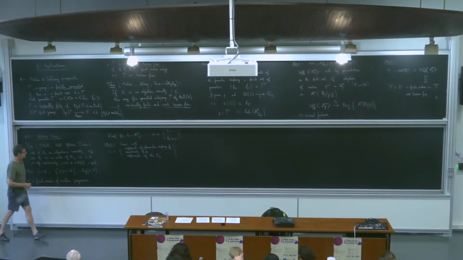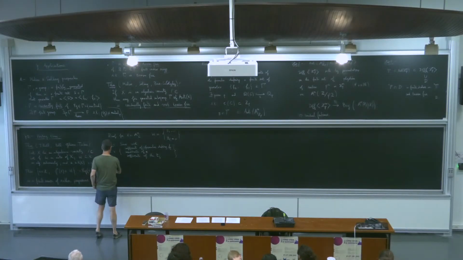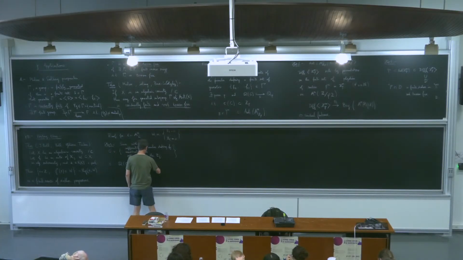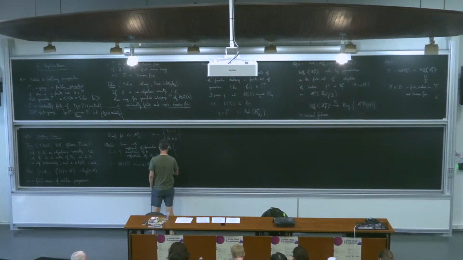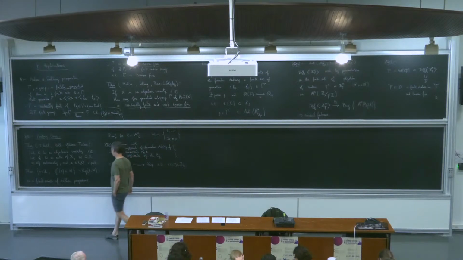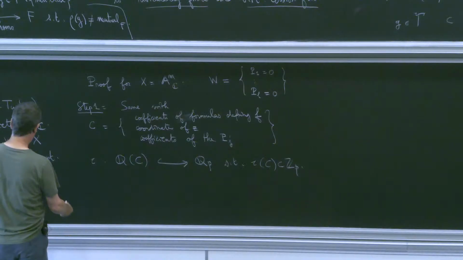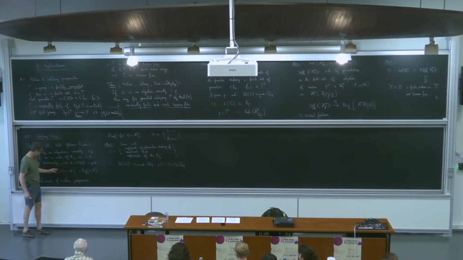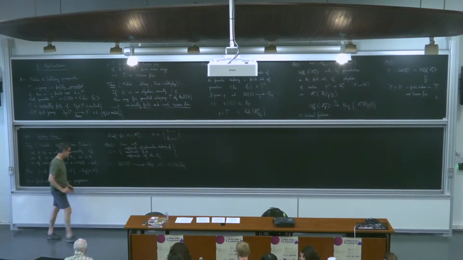And then you choose such an embedding iota of the field Q(C) in Q_p such that iota of C is contained in Z_p. And then this set of times n with this property is unchanged if I apply iota to the formulas. So this is exactly the same set.